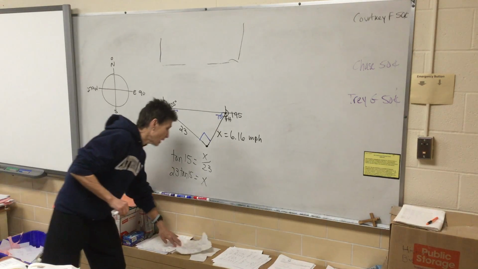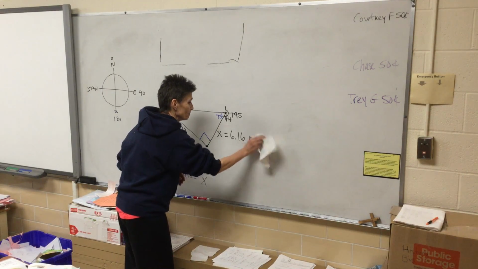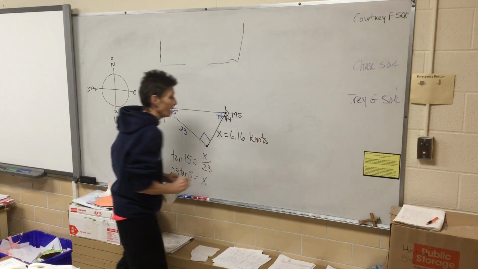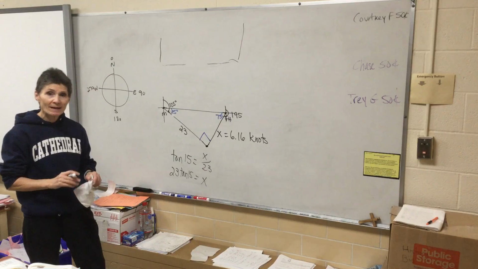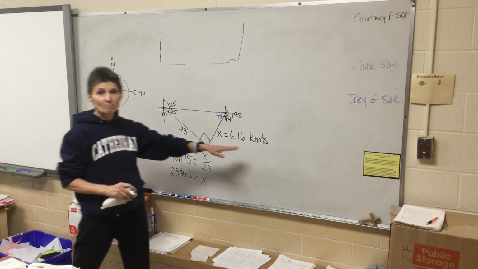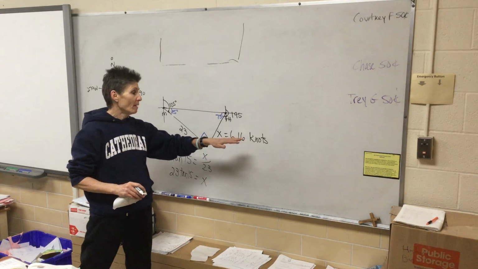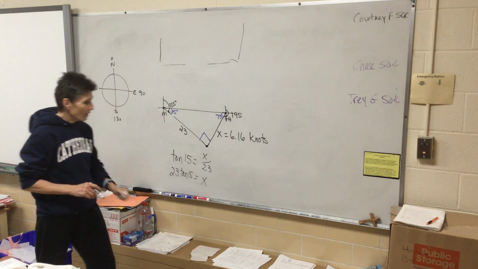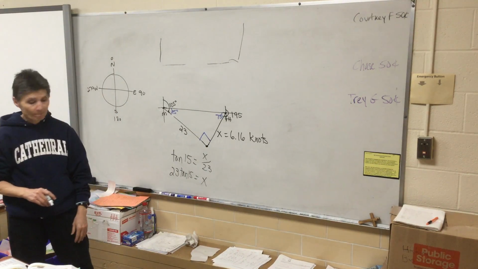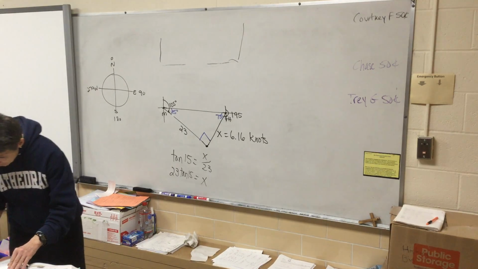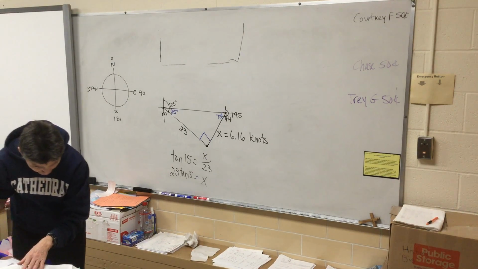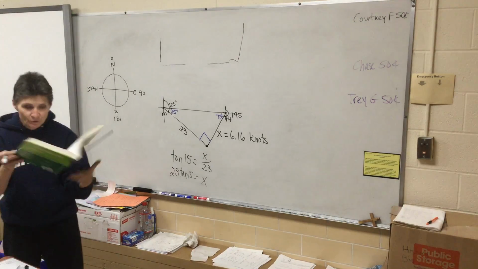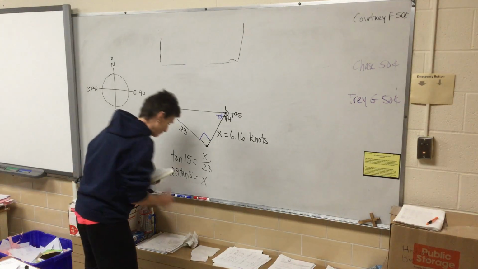Actually, it's not miles per hour. It's knots. Knots are nautical miles per hour. So knots is a speed just like mph, but it's nautical miles per hour, I guess, since we're on the water. Okay, let me see what else I've got. 29, last one. You guys are doing great. Last one.